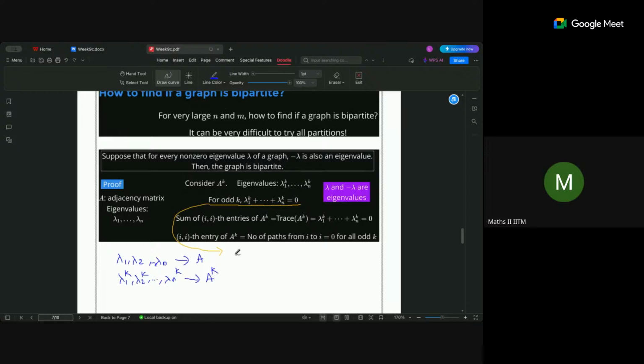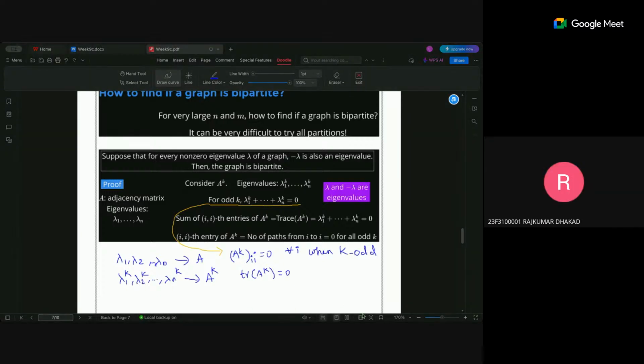What is it that we know? A power k, the diagonal entries a_ii equal to 0 for all i when k is odd. Now, what does this mean? This means that the trace of A power k is 0. But what is the trace of A power k in terms of the eigenvalues? It is the sum of all eigenvalues.